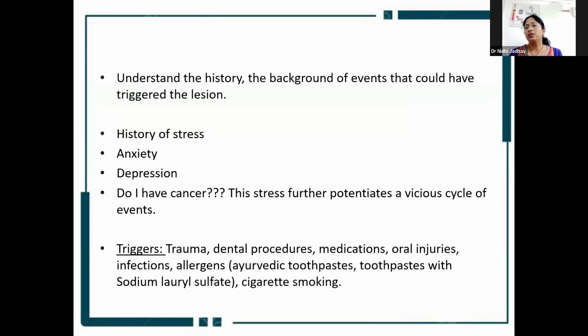When we are dealing with the patient, the first thing is to understand the history, the background of events that would have caused the lesion. Because many a times the patient will not expose, but we have to really sit down with them and understand if there is any history of stress, any anxiety, reason of depression, or the fear that might create a vicious cycle of again stress, that is, do they have cancer? So we have to actually sit down with them, talk with them, and try to understand the history behind it. This is a very important first step that we have to take.